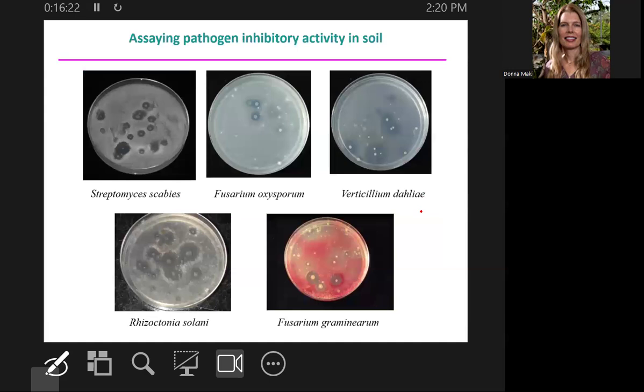So here are the different pathogens that they tested their biocontrol Streptomyces against. Streptomyces scabies is the potato scab pathogen. And then you can see Fusarium, Verticillium, Rhizoctonia, and another Fusarium. What you're looking at here are Petri plates in what's called the Hares assay. I won't go into it in huge detail, but basically you're testing the inhibitory activity in the soil. You take a little bit of soil from those plots, you dilute it, and then you plate it out across the Petri plate and let it grow.